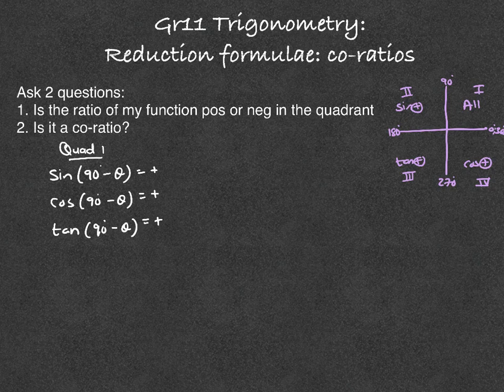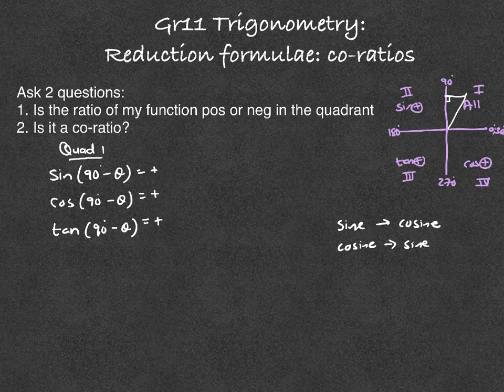Your second question is: is it a co-ratio? Is 90 minus theta a co-ratio? Yes, it is a co-ratio. And what happens with a co-ratio? Your adjacent and opposite swap. So what's the co-ratio of sine? That would be cosine. What is the co-ratio of cosine? That would be sine.